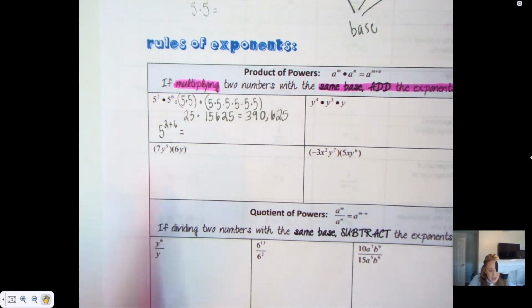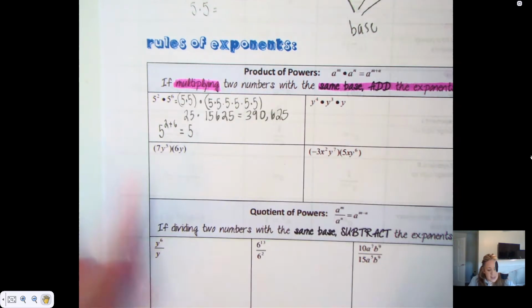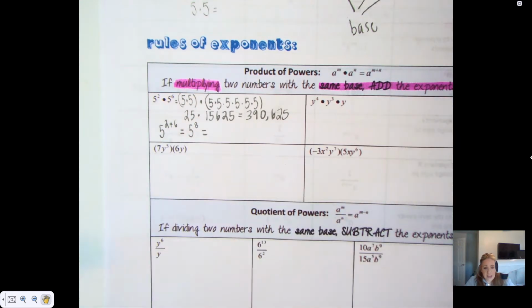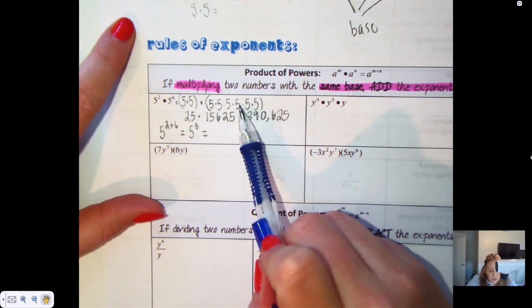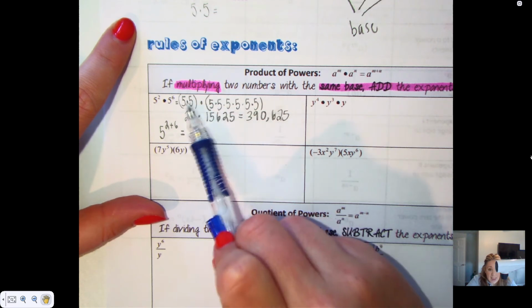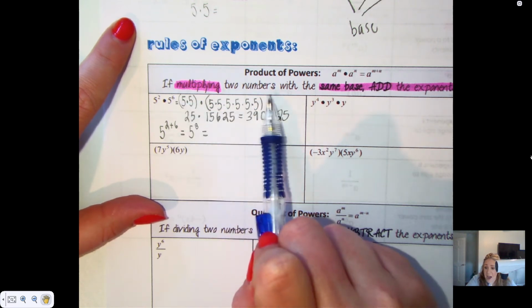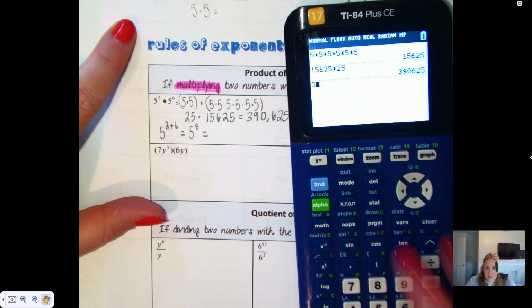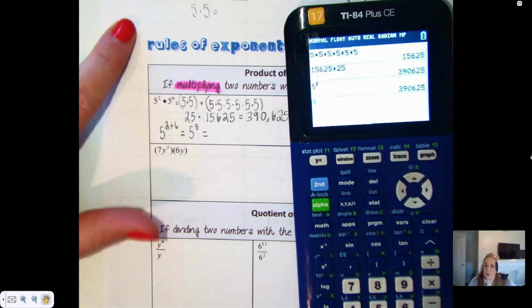So now let's simplify this. So I would have 5 to the 6 plus 2, which is 8. Okay, which, hold on a second, let's look here. I have 1, 2, 3, 4, 5, 6, 7, 8. That's 8 5s, okay? So if you ever want to raise anything, you hit this little caret underneath the clear. So 5 raised to the 8th is 390,625.